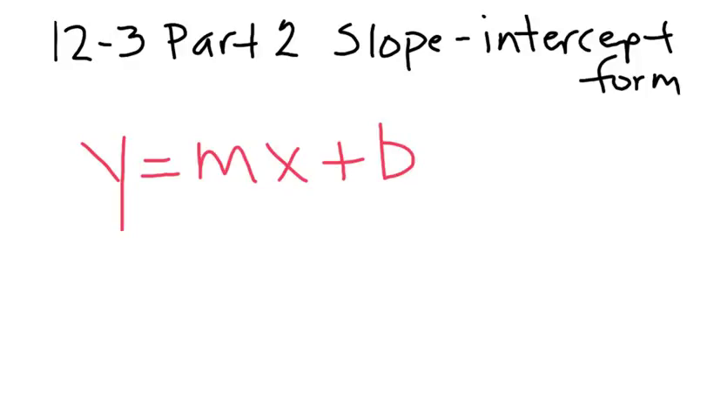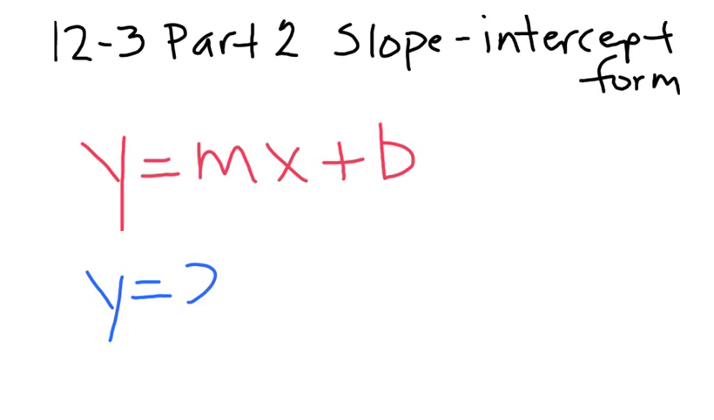12-3, Part 2, Slope-Intercept Form. This is Slope-Intercept Form. Y equals mx plus b. That is the form that a line, the equation of a line, must be written in to be called slope-intercept form. Here are some examples.